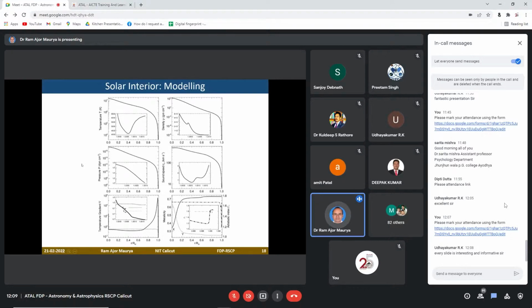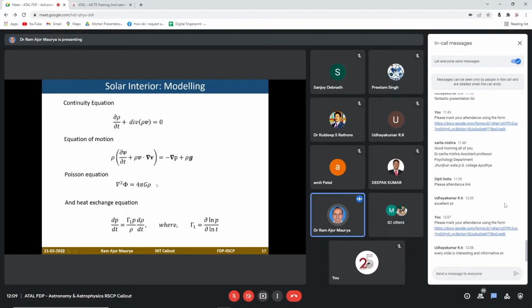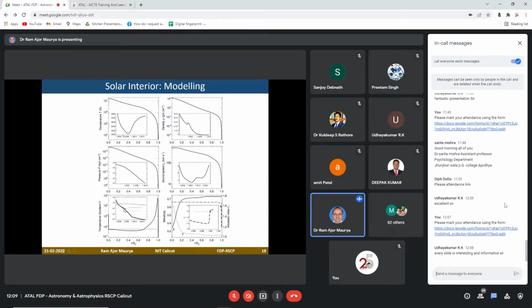And this is a numerical solution of these equations, and you can see the temperature, density, pressure, sound speed, and metallicity, all these parameters. So the temperature, you can see here, on the x-axis we have the distance from the center of the sun, 0, and 1 corresponds to the surface of the sun. The temperature decreases from the core outward like this.